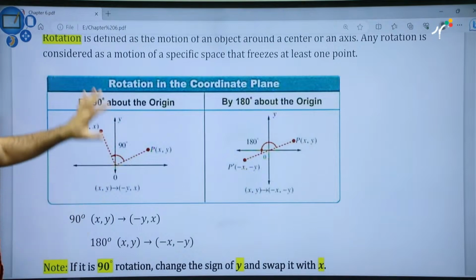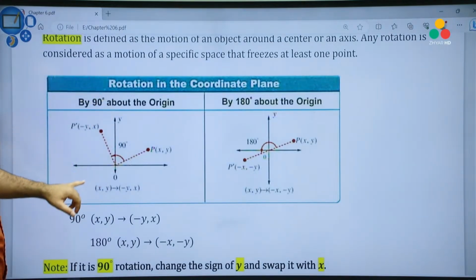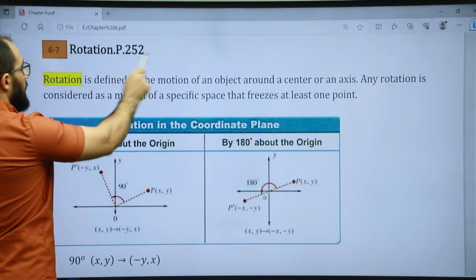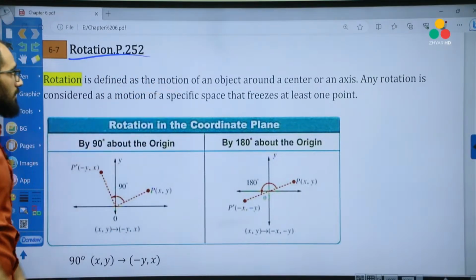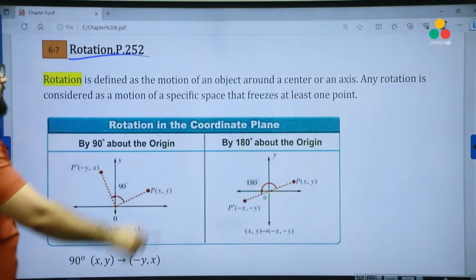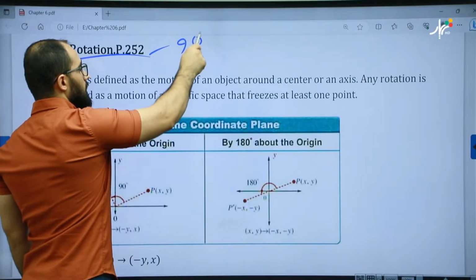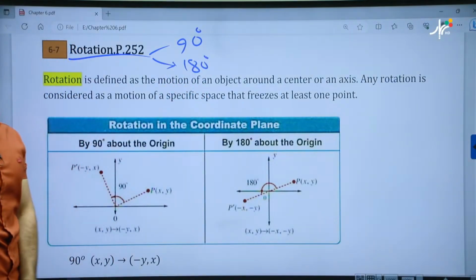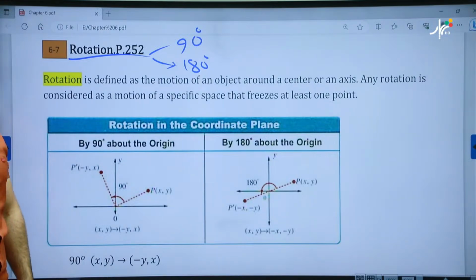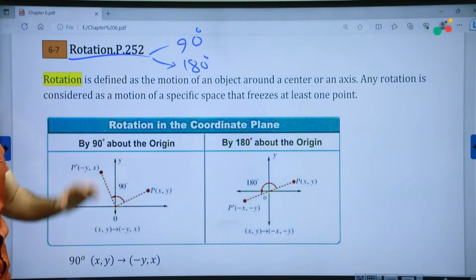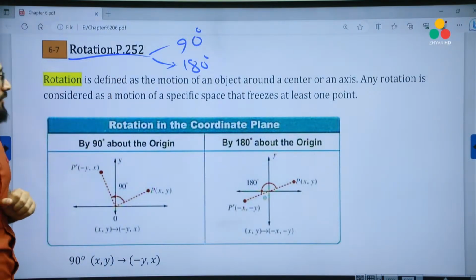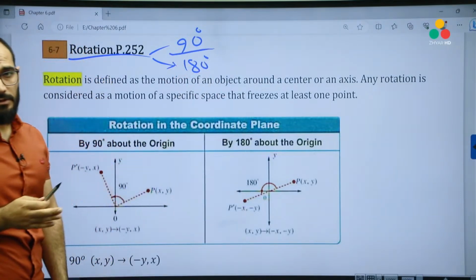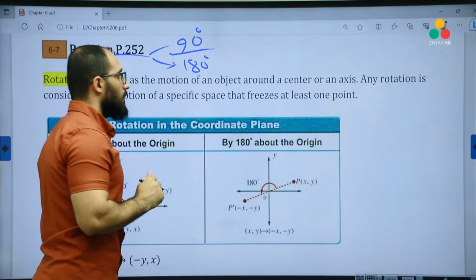I'm going to explain it with the same subject. The subject is rotation. We have two types of rotation, either 90 degree or 180 degree. So what is the difference between them? Please put it into your mind and pay attention. If it was a 90 degree rotation, how to write it?